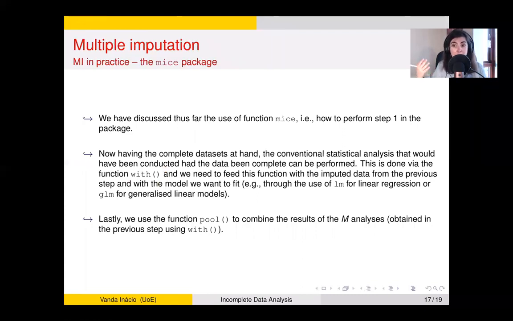For instance, if we are interested in a linear regression analysis in our analysis of interest or in a generalized linear model, then we can use our functions lm and glm objects in our second step, and then the function pool puts everything together for us, but we will be looking at the details in the next video.